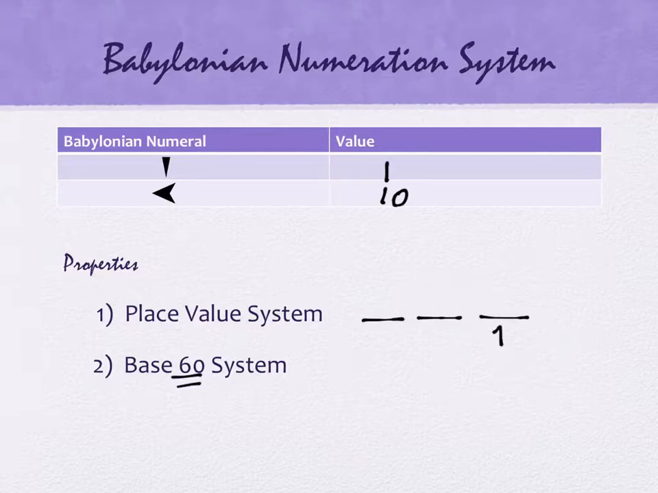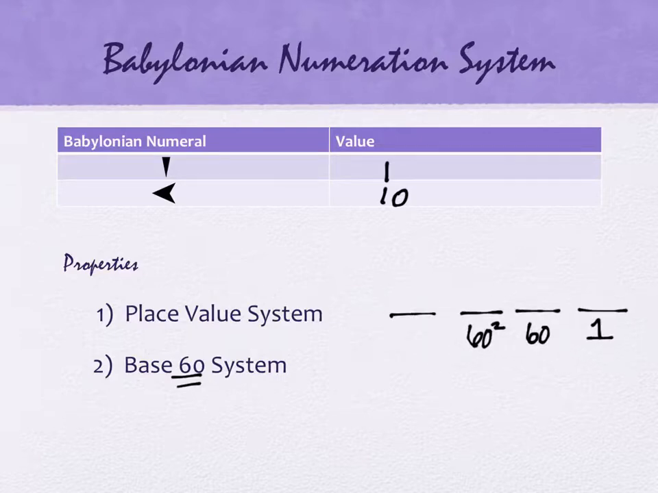So the first place on the far right, just like ours, is the 1s place. We would have the 10s place next. They have the 60s place next. We'd have 10 squared. They would have 60 squared. And I'll draw one more just for the sake of having done so. If we continued, we'd have 60 cubed, 60 to the 4th, 60 to the 5th, and so on. Okay, pretty good so far. Okay, powers of 60.